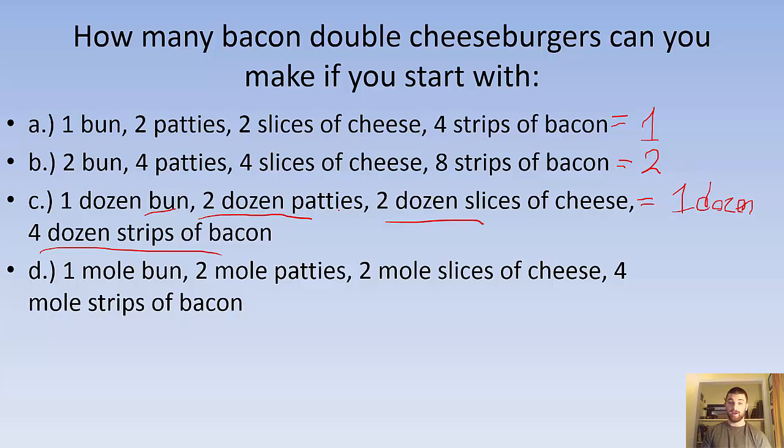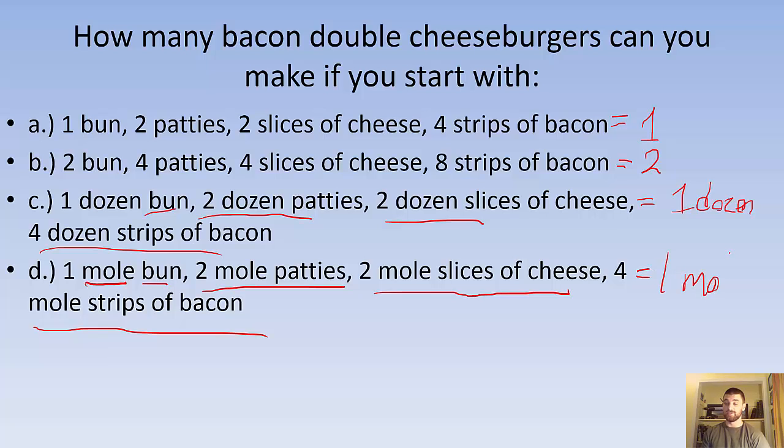All right. Now I'm going to make it a little weird. Remember moles. If I had 1 mole of buns, 2 moles of patties, 2 moles of slices of cheese, and 4 moles of strips of bacon, how many bacon double cheeseburgers can I make? I would be able to make 1 mole of bacon double cheeseburgers, which would be a lot of cheeseburgers. Like you could probably feed, and then kill with heart attacks, all of New York State with a mole of cheeseburgers, if not more than that. Somebody do the math, extra credit.